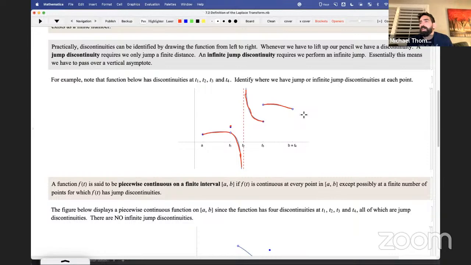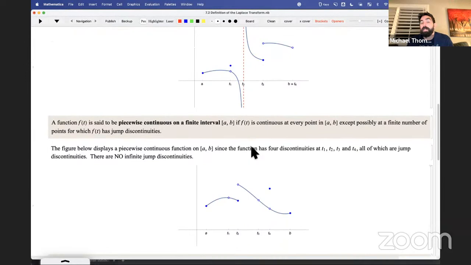If you're on the endpoints, all that has to happen is the limit has to exist. In fact, that's generally what it means for all of these to exist. If the left and right hand limits exist as finite numbers, you have a jump discontinuity. If they don't, then you have an infinite jump discontinuity like so. Is that okay?